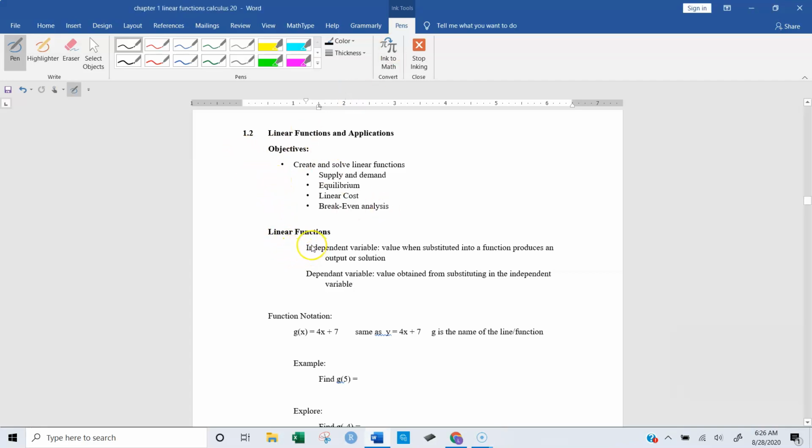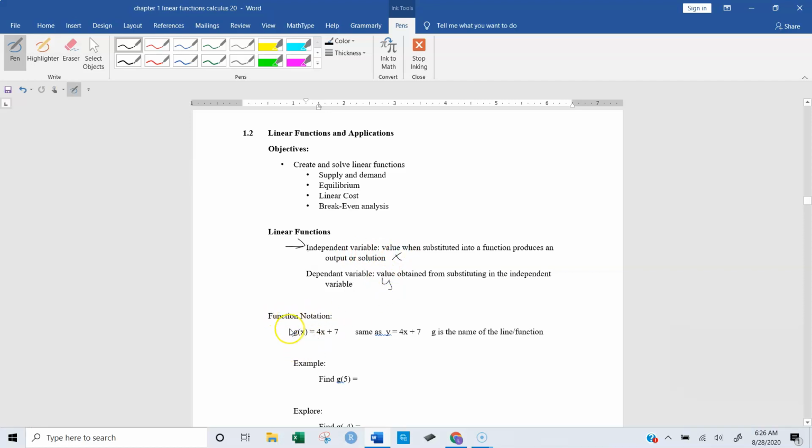We're talking about independent variable. You should remember this from science. So that's when you substitute it into a function, it produces an output or a solution. Independent, dependent are the obtained from the substitution. So remember, your independent is actually your x and your dependent is your y.